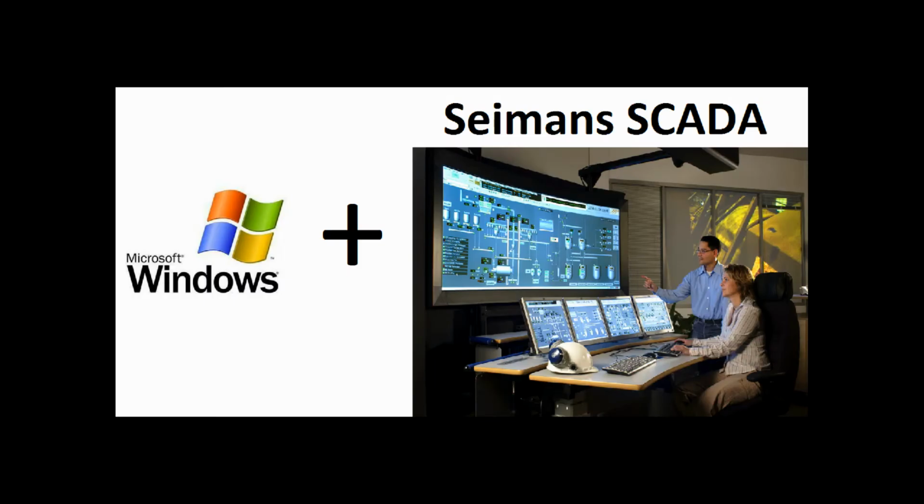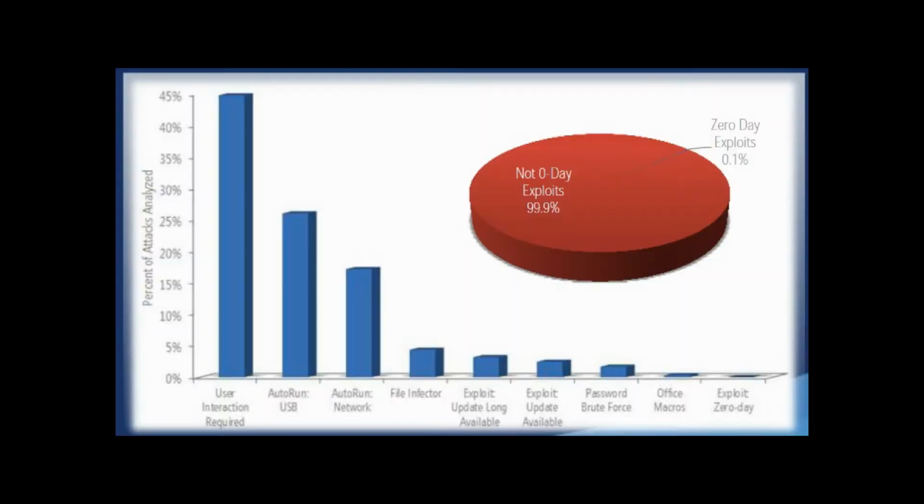StuxNet used many exploits in Windows and Siemens SCADA, or Supervisory Control and Data Acquisition Systems. It used an unprecedented 4 zero-day exploits, 2 for spreading the infection, and 2 for escalation of privileges. Zero-day exploits are where even the developers of the software are unaware of the vulnerability.